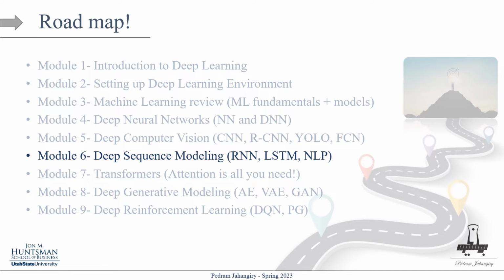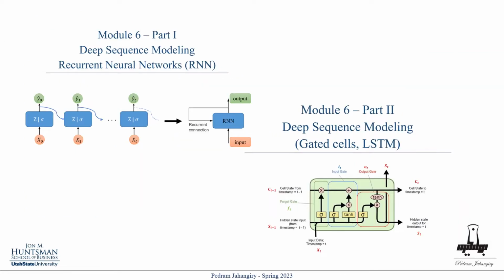This is part 3 of module 6, Deep Sequence Modeling, Natural Language Processing. In part 1, we talked about sequence modeling design criteria. Specifically, we mentioned that there are 4 things that we need to have. 1, the architecture should preserve the order. 2, it can handle different input lengths. 3, it better share parameters across the sequence, and 4, it should account for long-term dependency.